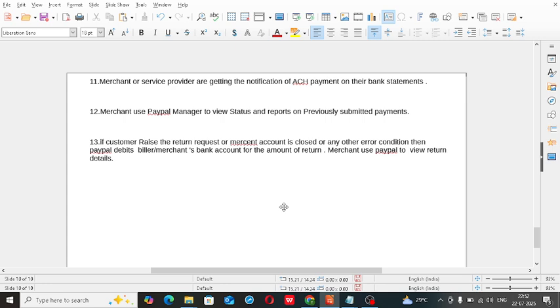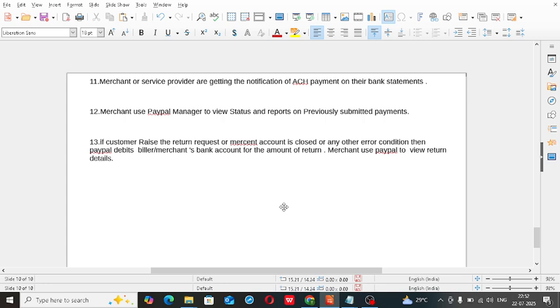The merchant uses PayPal Manager to view all the status, reports and previously submitted payments. So in case of any doubt on the merchant side, they contact PayPal Manager. How many transactions were pushed today? How many of them are settled? How many of them are rejected? How many of them are returned? That kind of information the merchant can collect directly from PayPal Manager.